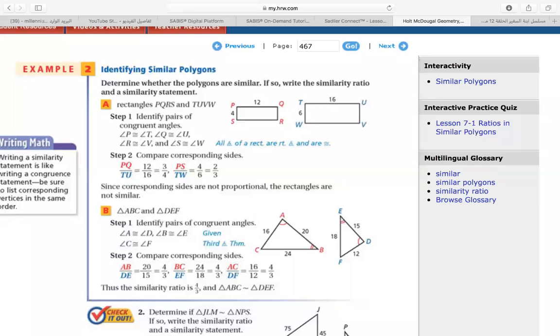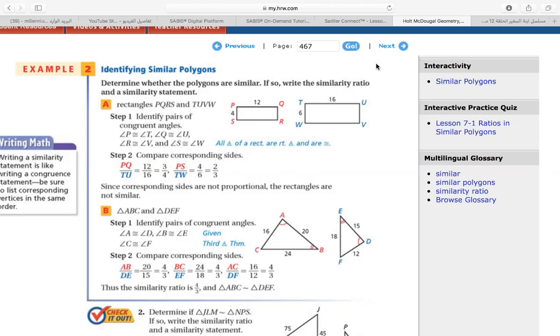Okay, girls. Yesterday we talked about ratios in similar polygons. And as we said, polygons are closed shapes like triangles, squares, rectangles, trapezoids, but not circles. They are not curved. And we stopped on example 2. Example 2 says, determine whether the polygons are similar. If so, write the similarity ratio and similarity statement.